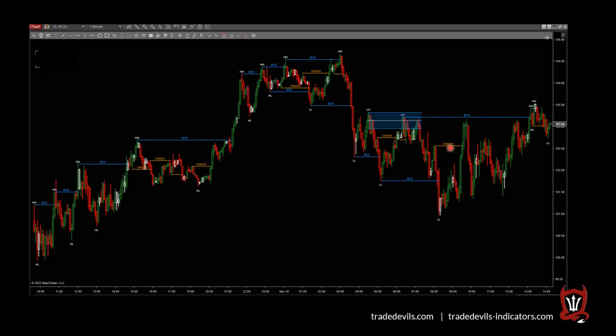Coming back the other direction, there's the change of character. I don't have break of structure here. I don't have change of trend yet until I get right here. I still don't have change of trend. I just have my first break of structure. Right? If we're going back that way, well, then there's a change of character and the whole process just carries on.